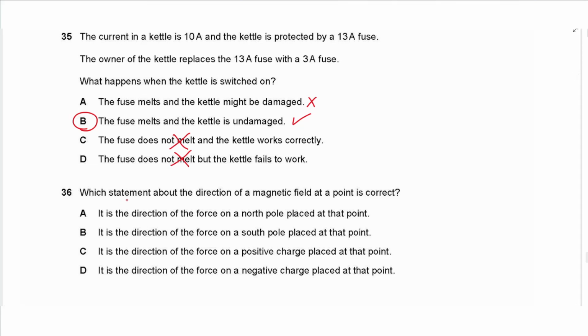Question 36 says, which statement about the direction of a magnetic field at a point is correct? It is the direction of the force on a north pole, a south pole, or on a negative charge. It is not related to charges, it is related to poles, but it is the direction of the force on a north pole, not a south pole, so we choose A.